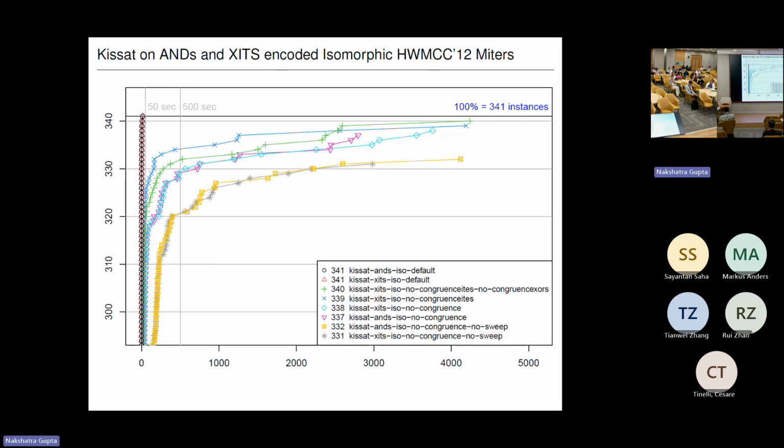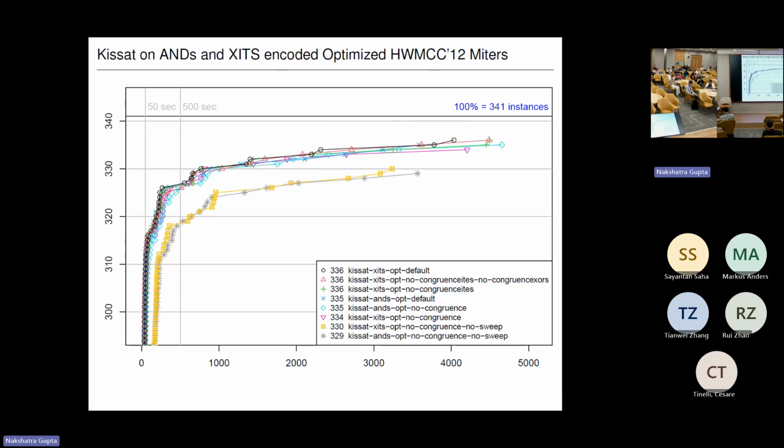All right, and there it looks similar. So here I now give more versions of KISAT, and you also see that the XITS encoding, with if-then-else and XORs, can also be found immediately to be unsatisfiable, these miters. And if you disable now, for instance, the extraction of if-then-else or XORs, actually you immediately go down here. And of course, if you switch off congruence closure or even sweeping, you just go down. So all these techniques are important to reach this sort of straight line.